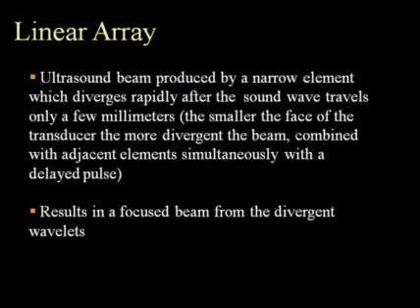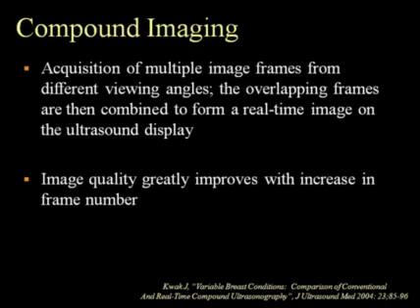Linear array ultrasound is an ultrasound beam that's produced by a narrow element, and this diverges rapidly after the sound wave travels only a few millimeters. The smaller the face of the transducer, the more divergent your beam, and that gets combined with adjacent elements simultaneously with the delayed pulse. This results in a very focused beam from the divergent wavelets.